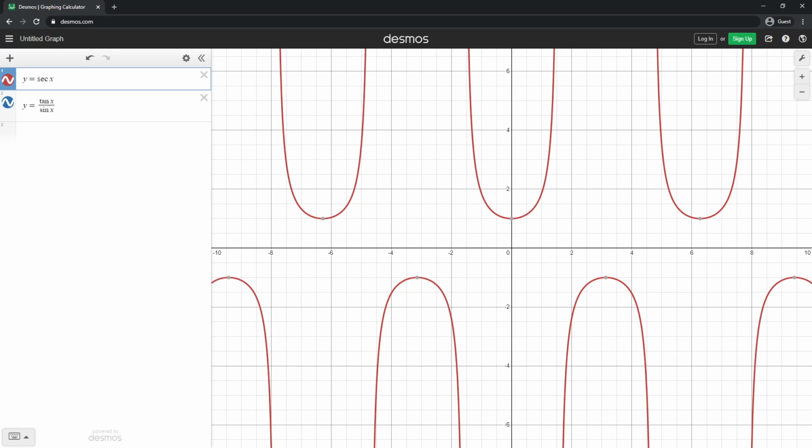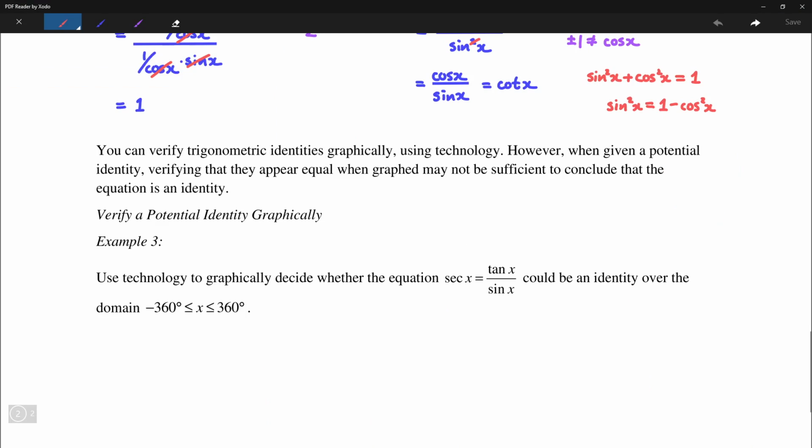But the emphasis in this unit is going to be on proving trig identities algebraically. But that's it for today, so thank you for listening.